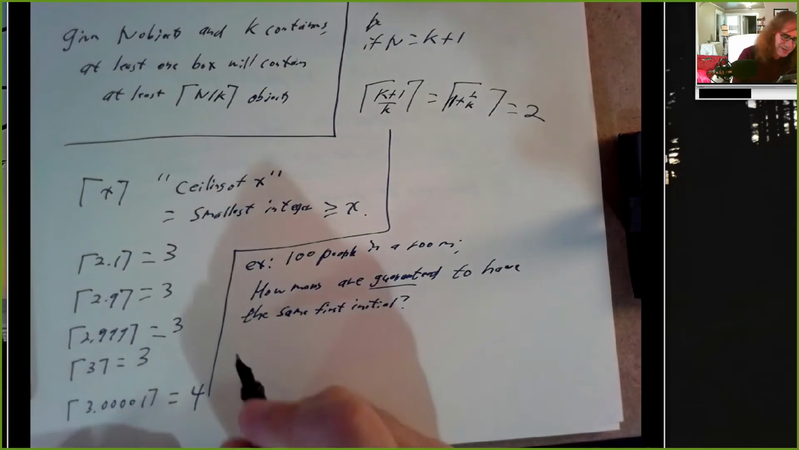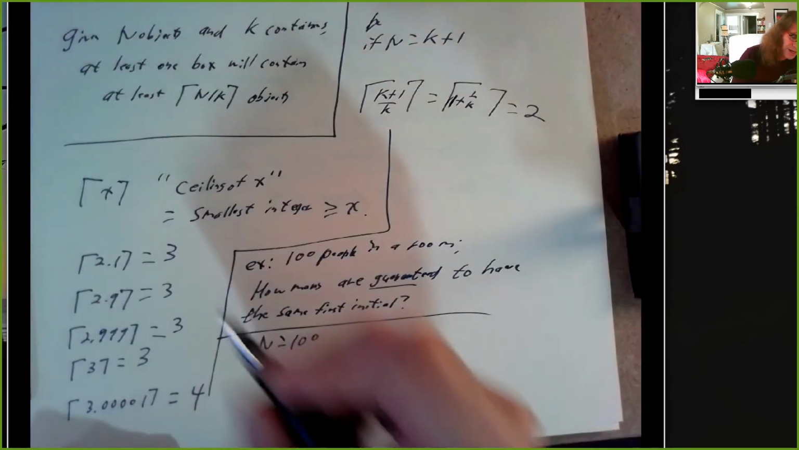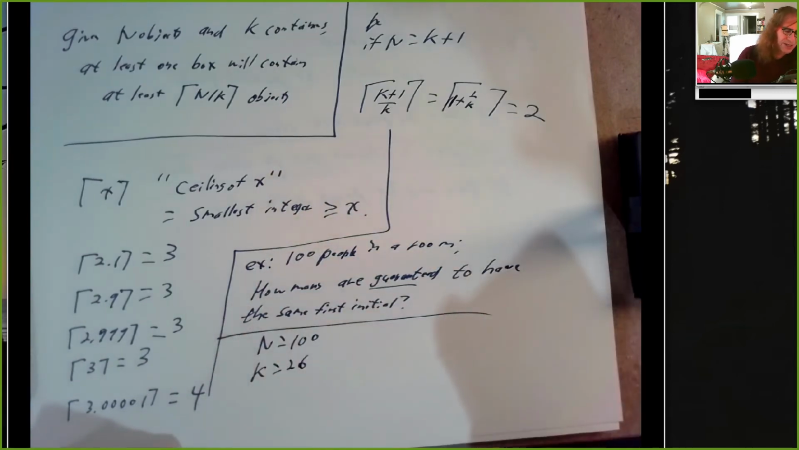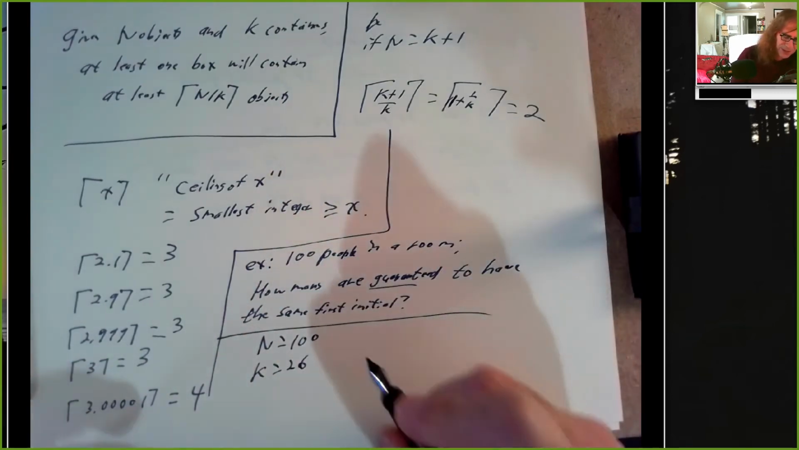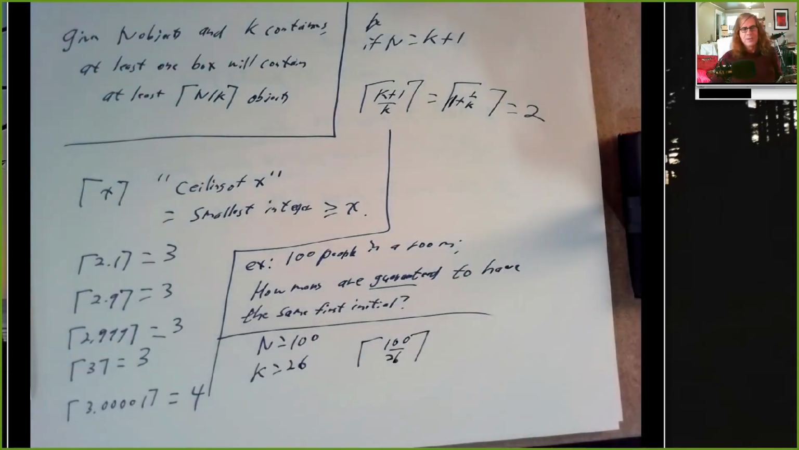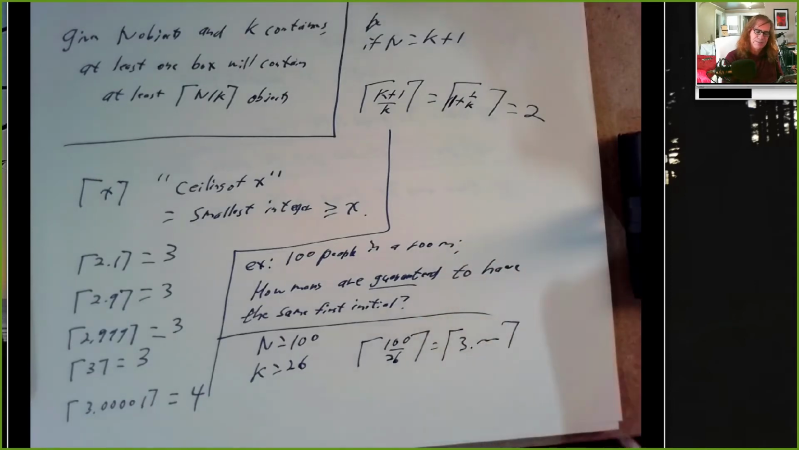So now we have n equals 100 objects or people going into k equals 26 containers, and at least one container will have ceiling of 100 over 26 objects or people in it. Well, 100 over 26 is 3 point something, and the ceiling of 3 point something is 4. So at least 4 people at that party will have the same first initial.